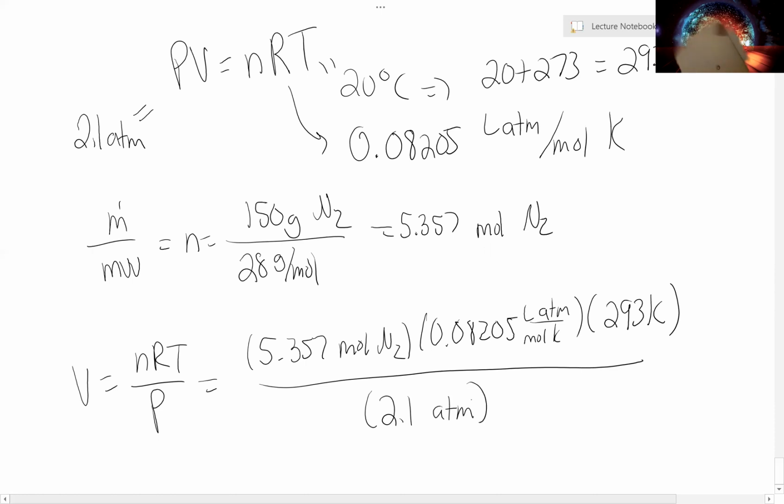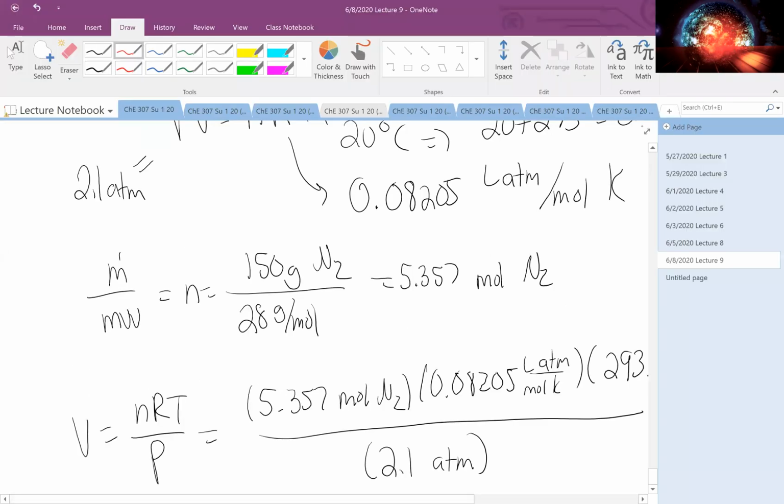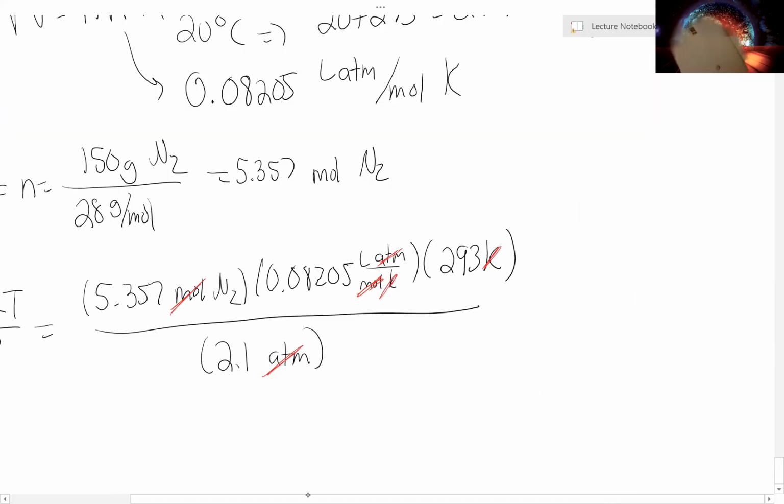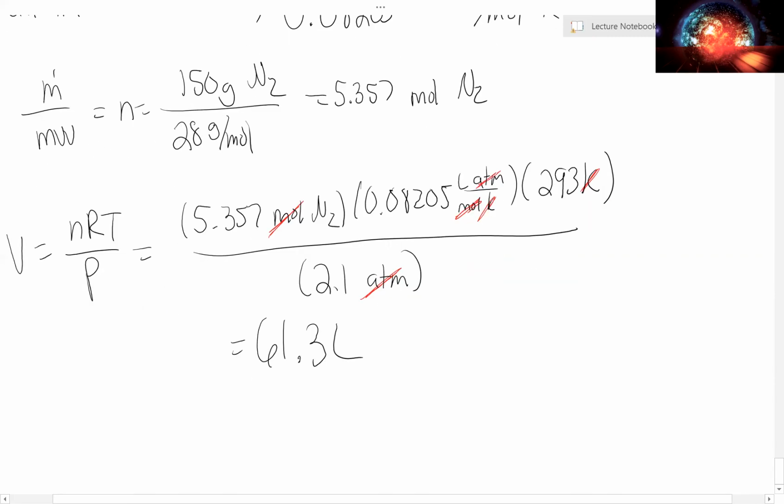And I also do recommend when you're looking at ideal gas equations to check your units, because R only works if the units are right. So atmospheres go away, moles go away, and Kelvin goes away. All I'm left with is liters. So that tells me I've specified everything properly. So if I do that calculation, I have 5.357 times 0.08205 times 293 divided by 2.1. So I get about 61.3 liters. Any questions on that?